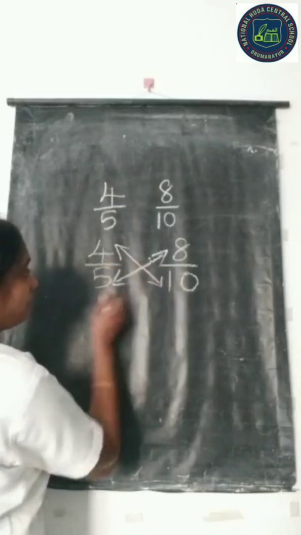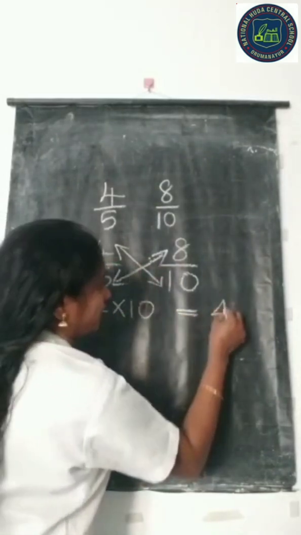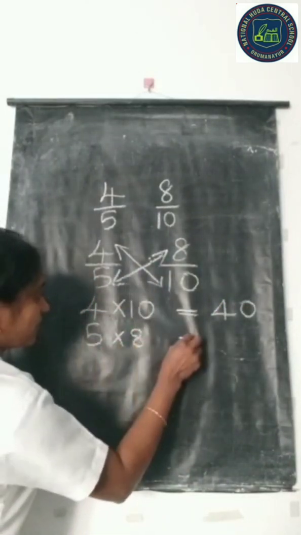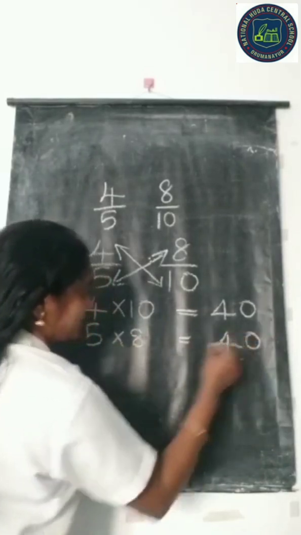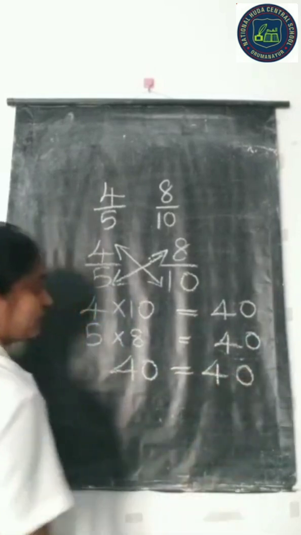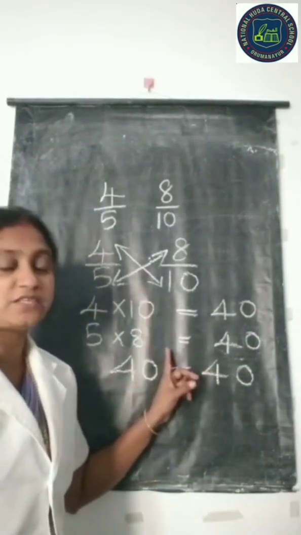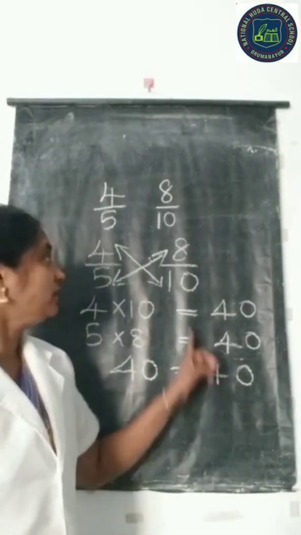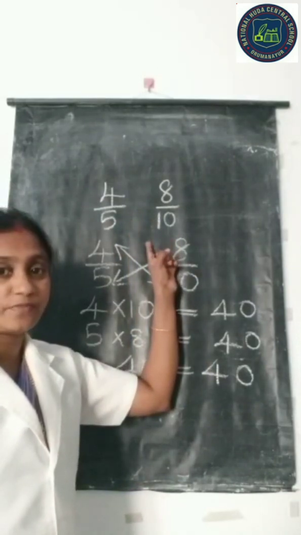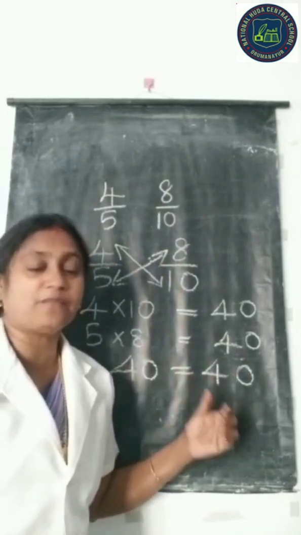We can multiply 4 and 10, that is 4 into 10. That's equal to 40. Next, 5 into 8, that also equals 40. So here 40 is equal to 40. This says that the cross products of these two fractions are equal. Therefore, we can say that these two fractions are equivalent. So, the rule is that the cross products of a pair of equivalent fractions are equal.